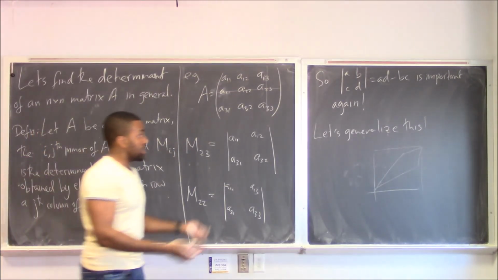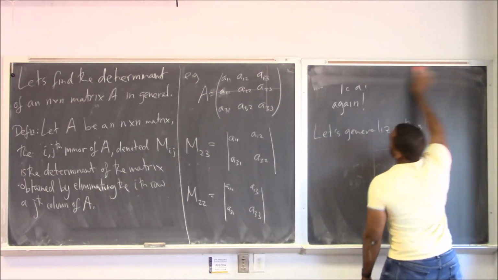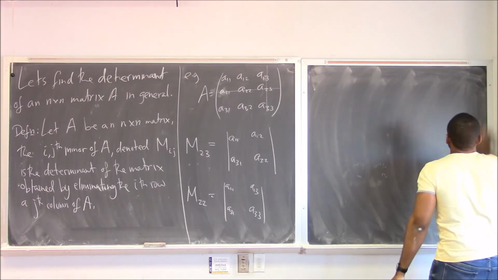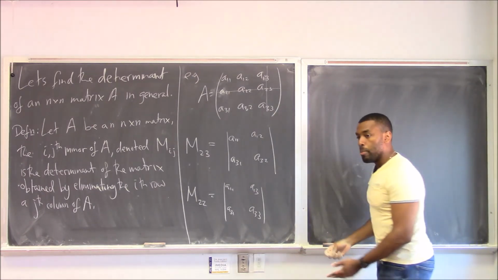They're not old enough to drink, but boy, they can do arithmetic. Okay, so that's what a minor is.